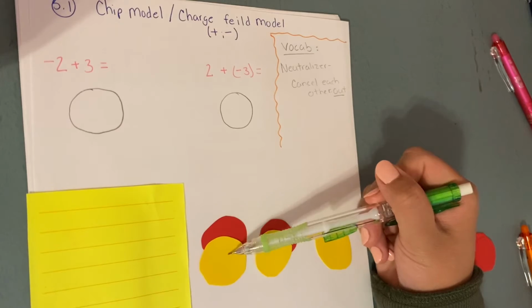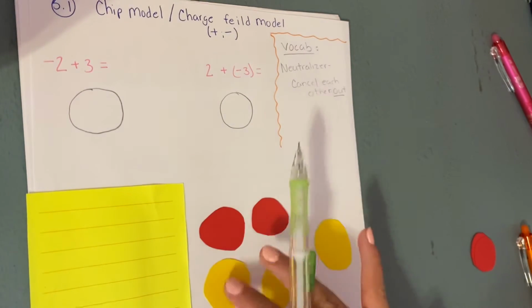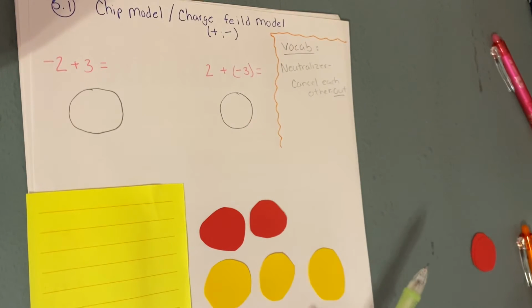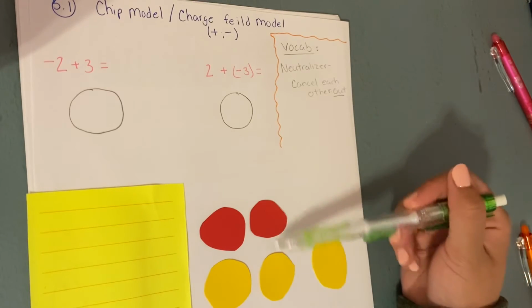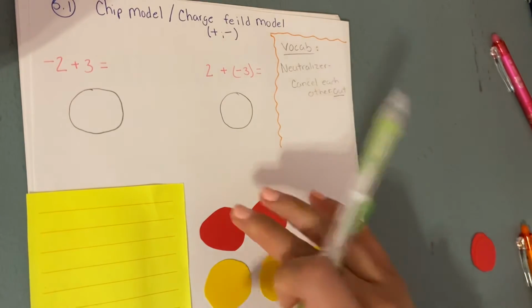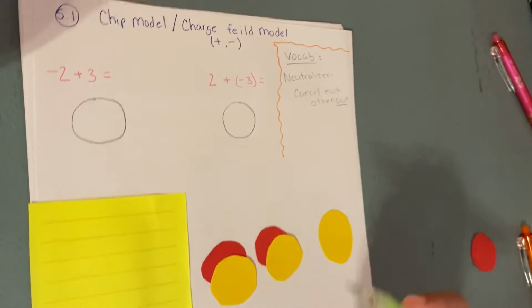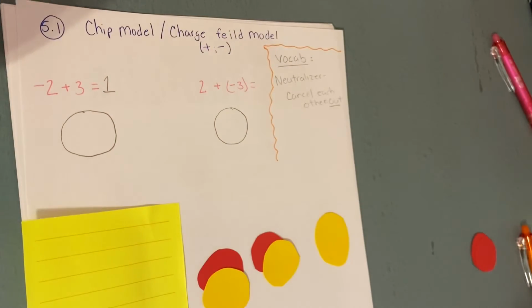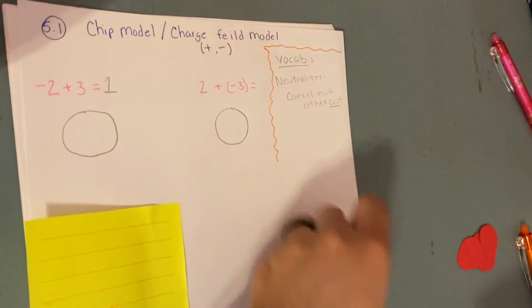We have one positive, one negative, one positive, one negative. Because if you recall, we started with 2 negative and we have 3 positive. This one does not have a negative, so only these 2 sets cancel out. So we are left with 1 positive chip. So our answer is going to be 1. So that is our chip model for that problem.